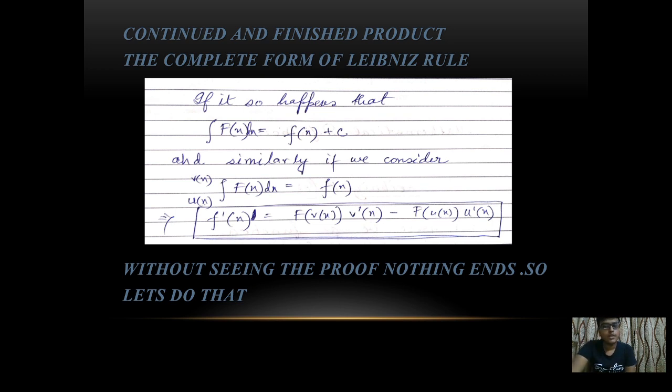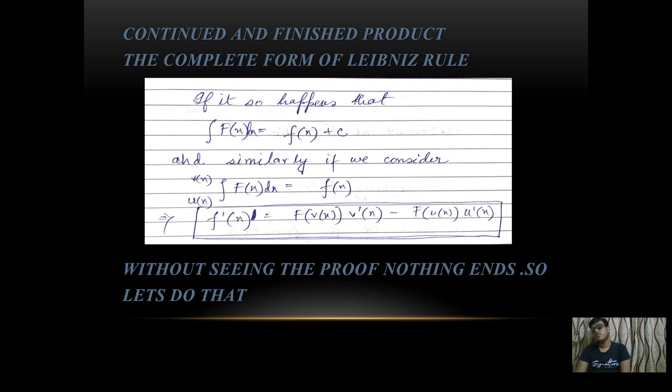Continued and finished product of the complete form of Leibniz rule. From the previous slide, we are continuing that if this particular thing is satisfied, and similarly if we consider the definite integral from u of x to v of x of capital F of x dx equal to small f of x, then f dash x is equal to capital F of v of x, v dash x minus capital F of u of x, u dash x.